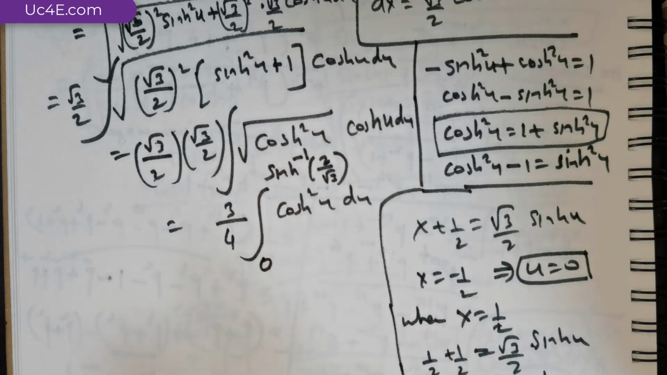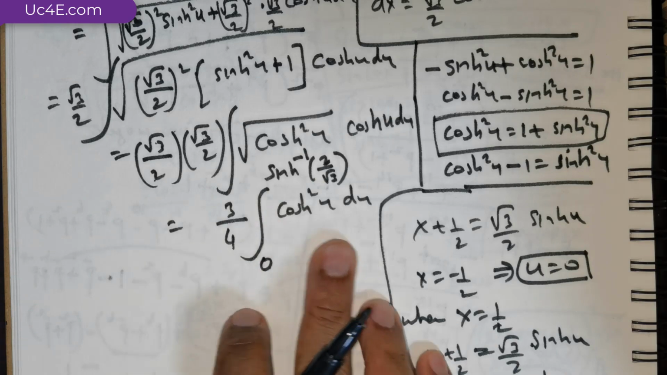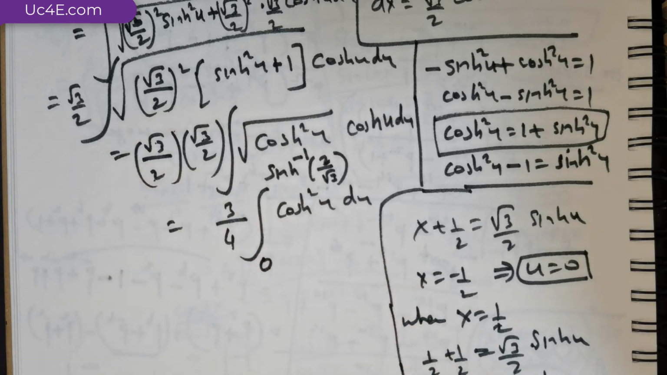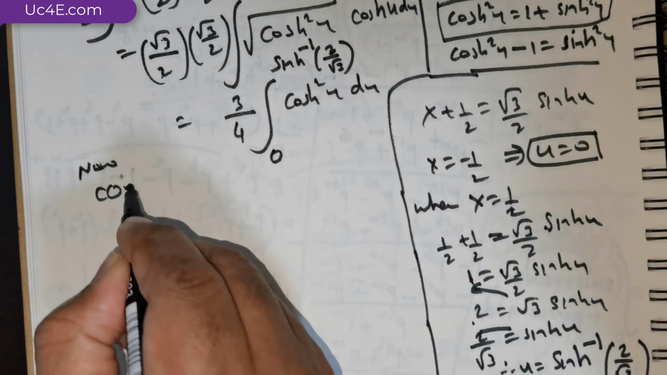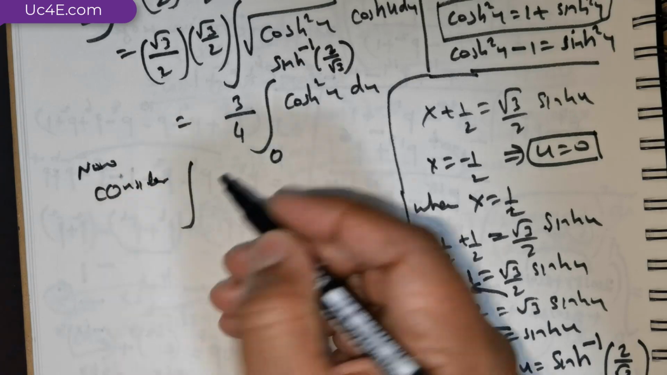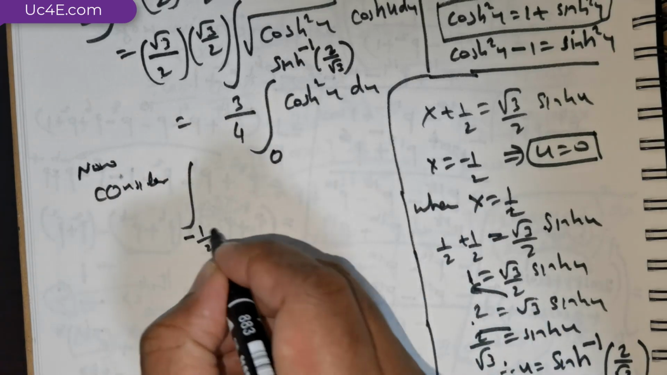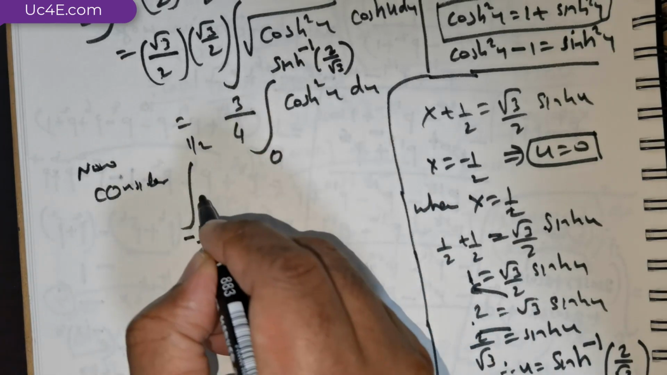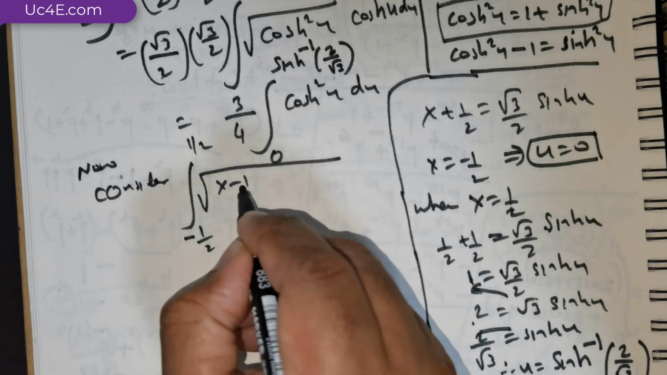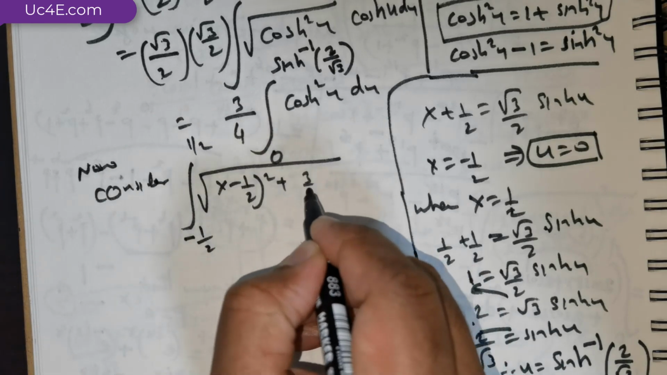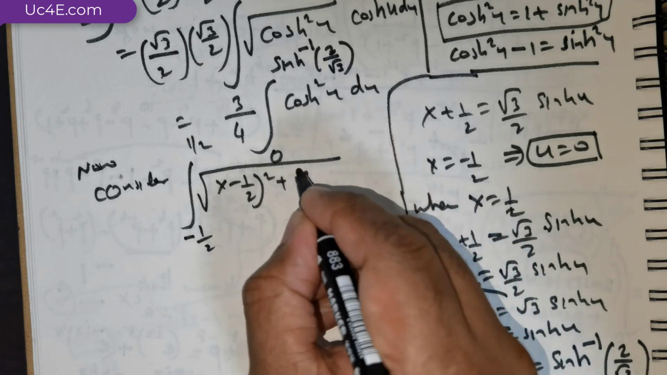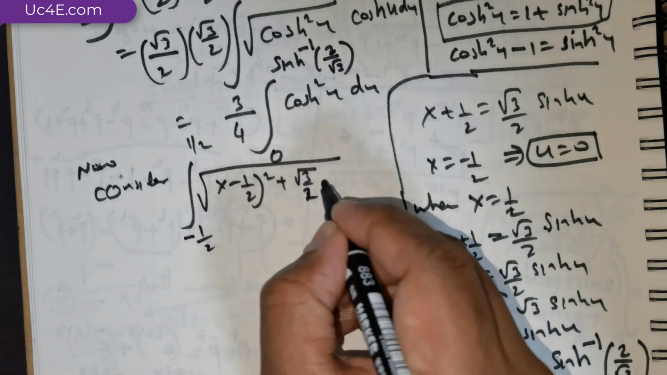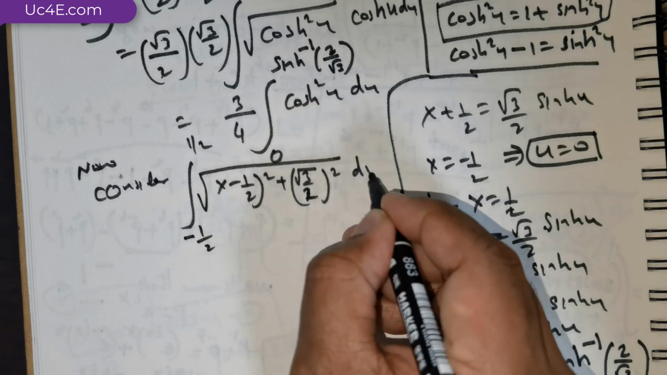That's it. I'm not going to do the integration as of now. Let me also get the other quantity. So we will consider the other integral. Now consider the second part, which is the integral from negative 1 over 2 to 1 over 2 of the square root of x minus 1 over 2 raised to the power of 2 plus 3 over 4. In fact, I want to write it as root of 3 divided by 2 raised to the power of 2, times dx.